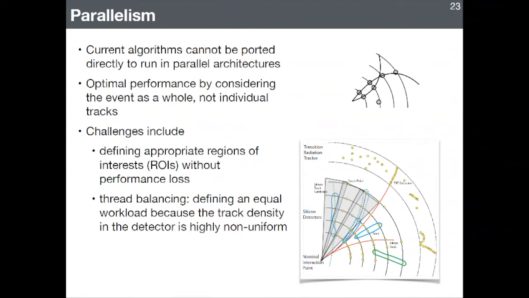So some of it can be, for example, trying to define appropriate regions of interest, which you can use without performance loss. Another thing that's quite tricky is if you think about those jets compared to the event as a whole, you have certain regions where there's a lot of activity, and other regions which are completely empty. And so you need to think about load balancing, because otherwise you're going to spend the same amount of time reconstructing that one region of interest in the jet as for the rest of the event.